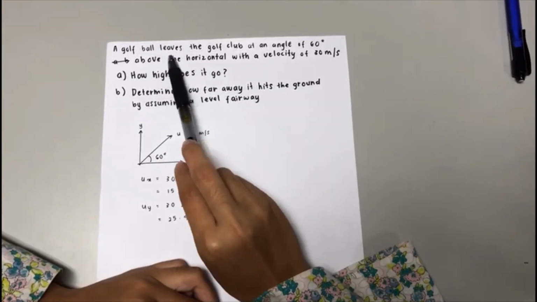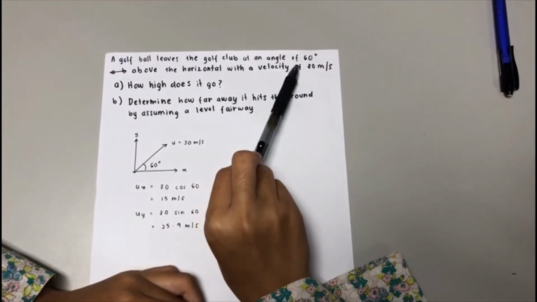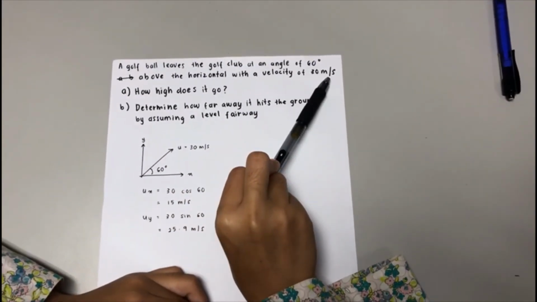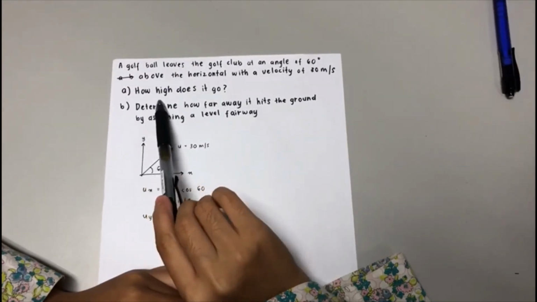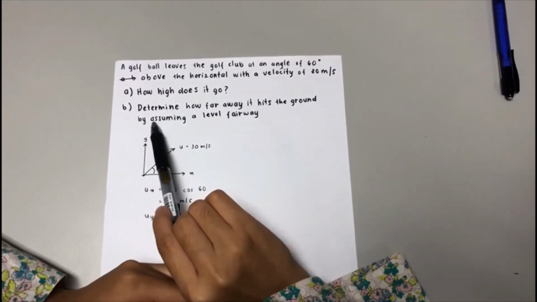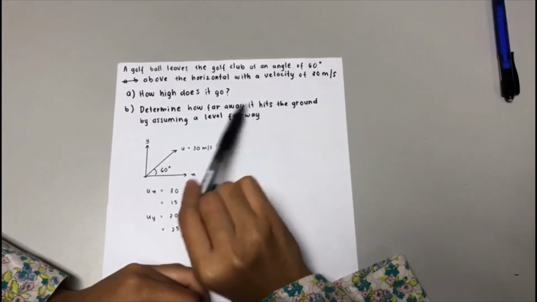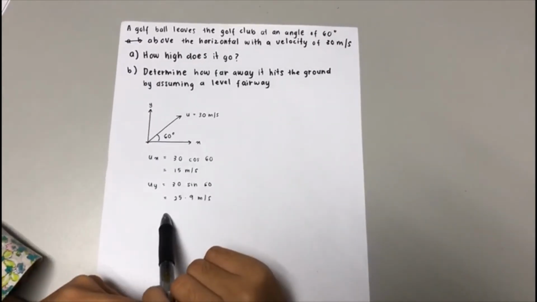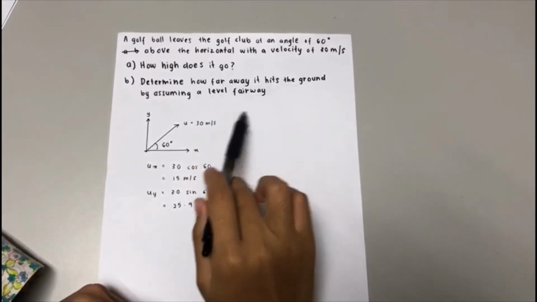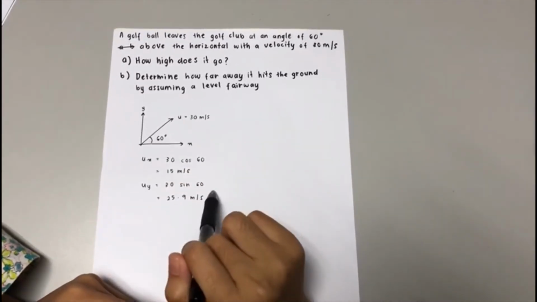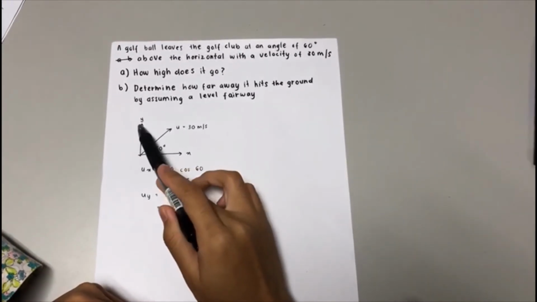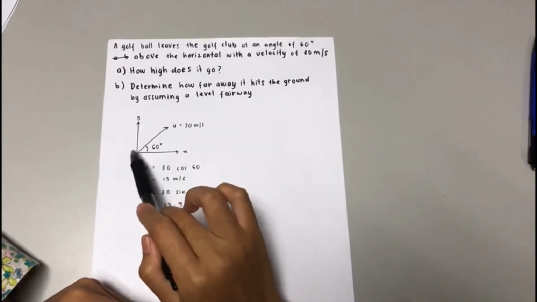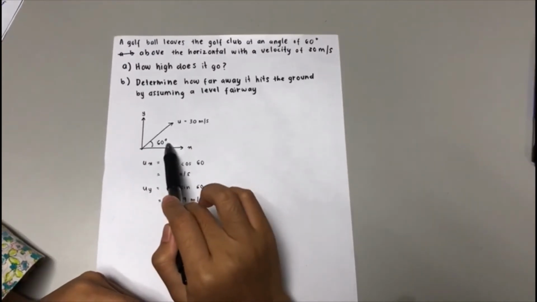A golf ball leaves the golf club at an angle of 60 degrees above the horizontal with a velocity of 30 meters per second. First question, how high does it go? Second question, determine how far away it hits the ground by assuming a level fairway. So, first step, we must list out the information given by drawing a diagram. We draw the y-axis and x-axis with an angle of 60 degrees.